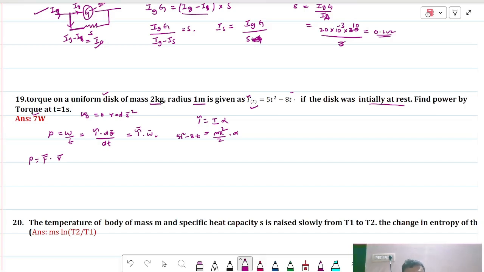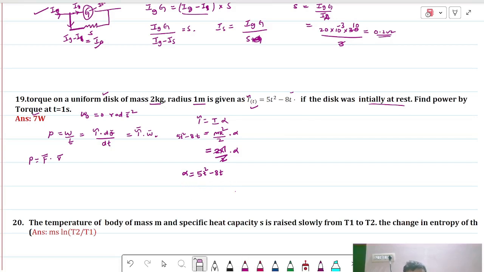Now you can see tau is equal to I alpha. Alpha value I have to find out. So m is equal to 2 kg, R is equal to 1, so I is 1 by 2 into alpha, therefore this gets cancelled. Alpha is equal to 5t square minus 80. Then I tried d omega by dt is equal to 10t minus 8 at t equal to 1, but how I have done this is wrong. Sorry.